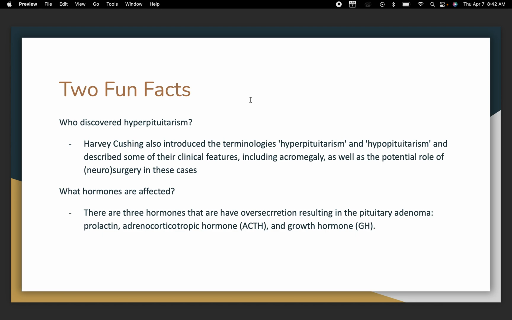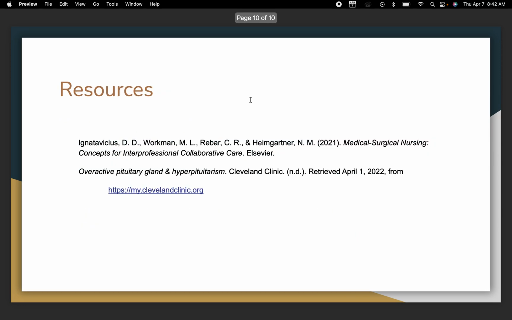And so there are 3 main hormones that have an oversecretion resulting from that pituitary adenoma: prolactin, adrenocorticotropic hormone, and growth hormone. And these are all produced in the anterior pituitary. We used our Iggy book as a source, as well as this article from the Cleveland Clinic. And so before I end this, we're going to run through what it is one more time.